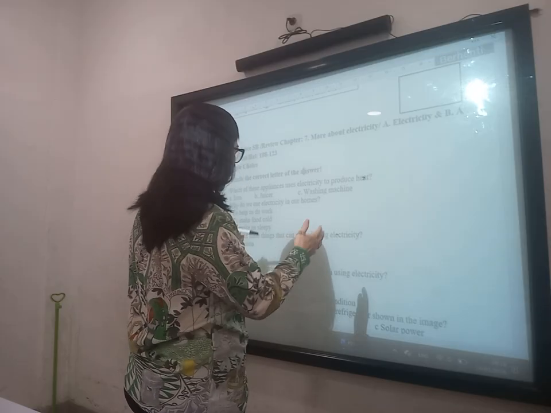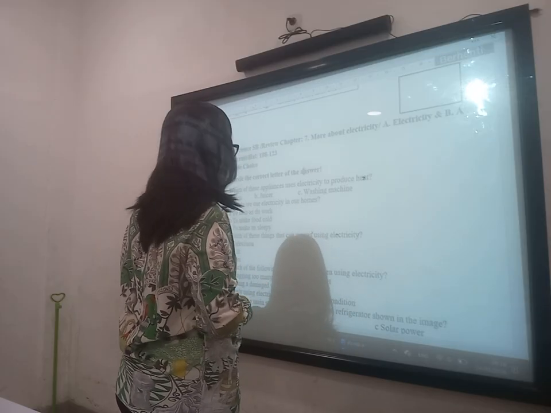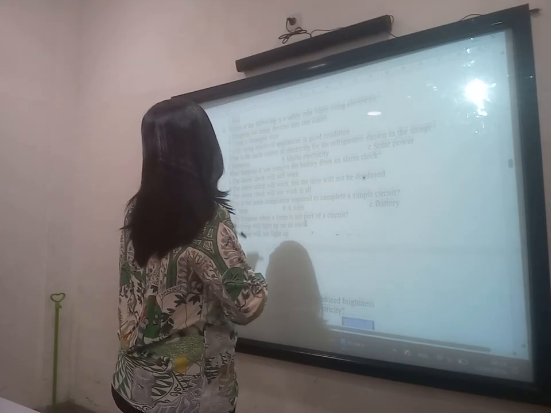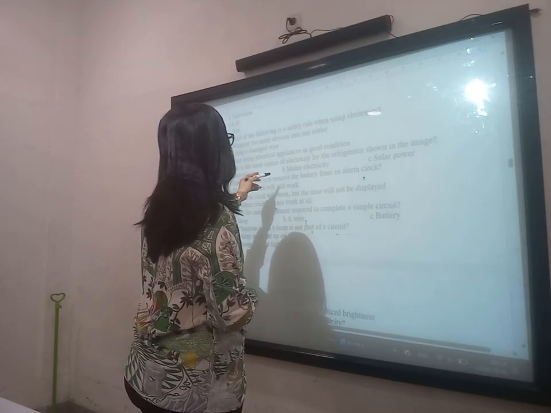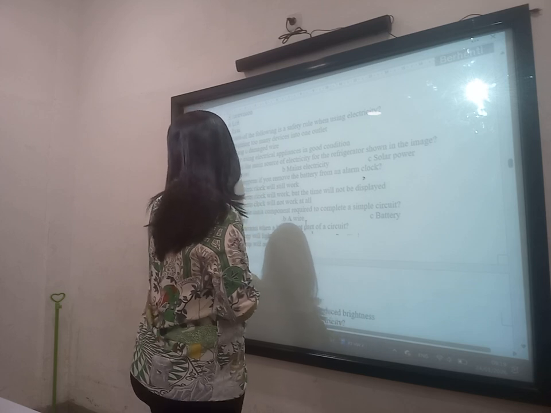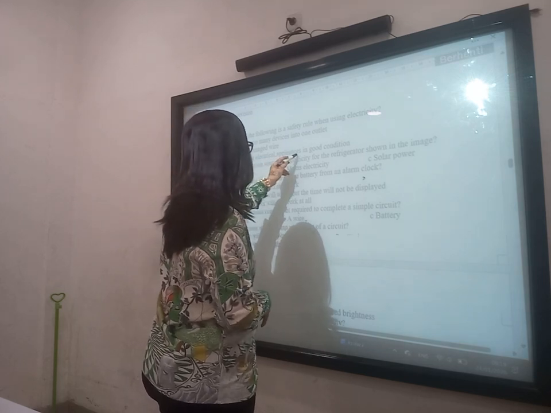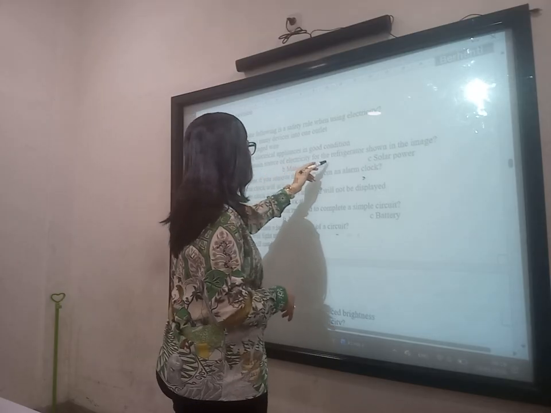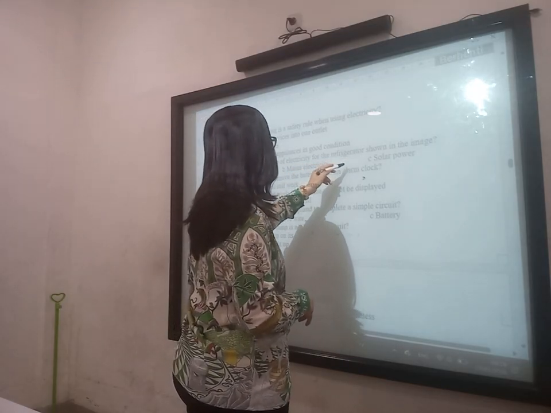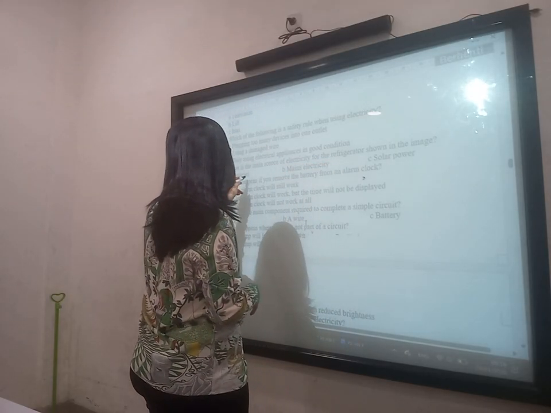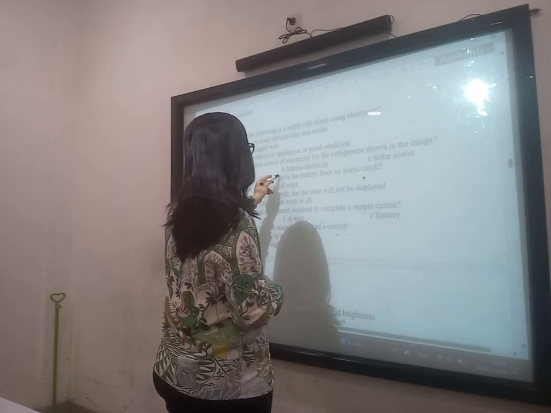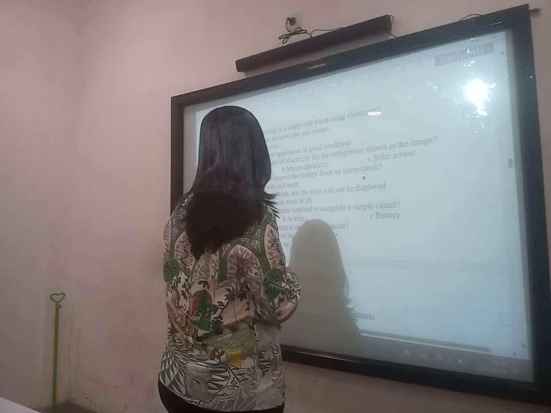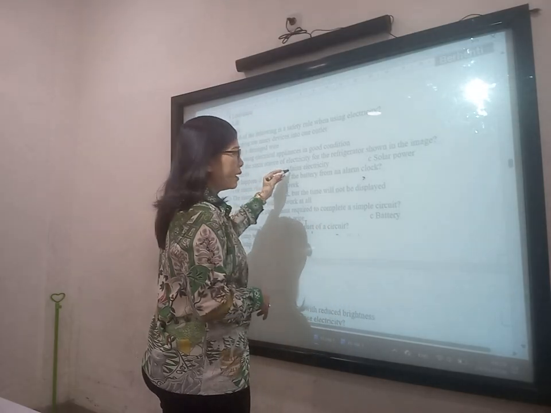Okay. Which of the following is a substitute for using electricity? C. Only using electrical appliances in good condition. What is the main source of power for the refrigerator shown in the image? The main source here means electricity.